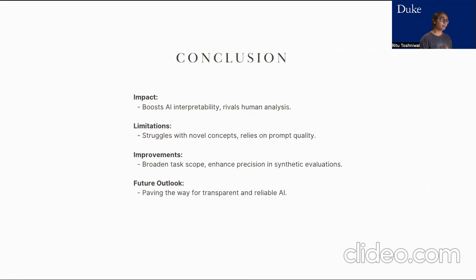This concludes my paper. It can be said that this works best for AI interpretability. It is automating the process and not involving humans. Where it struggles is that it relies on prompt quality and is quite expensive because we're using models like GPT.